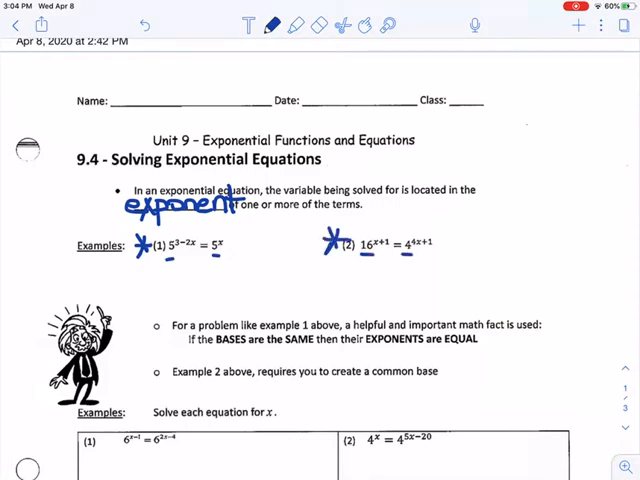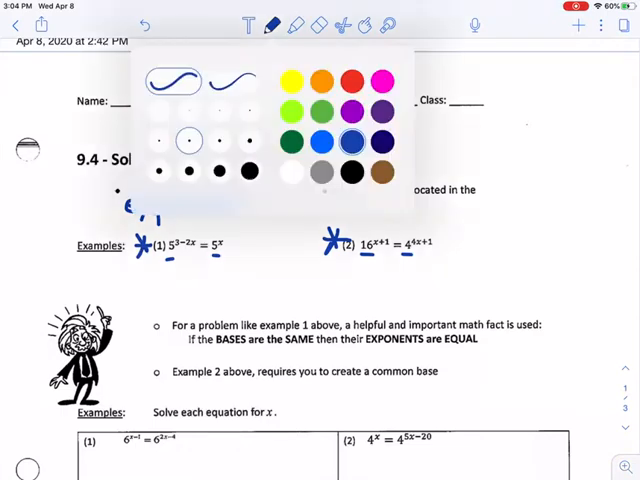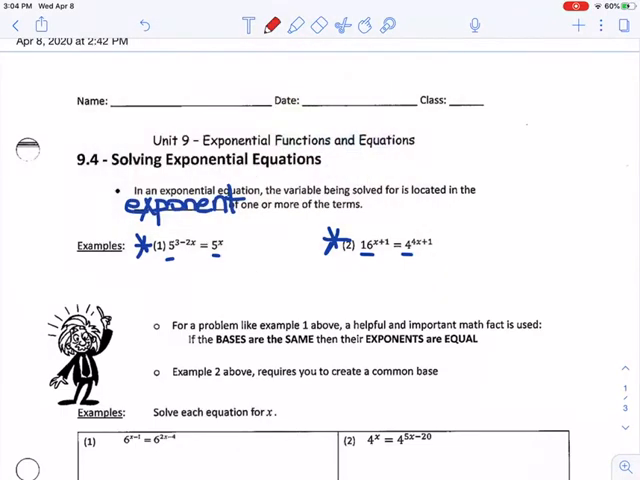When the bases match, that's your easiest problem to solve. When the bases match, all you have to do is set the two exponents equal to each other. So you look at this and you go, all right, do the bases match? Yes, they do. Both of the bases are 5. So now all I have to do is set the two exponents equal to each other. So I set 3 minus 2x equal to x and just solve it like I would any other equation.